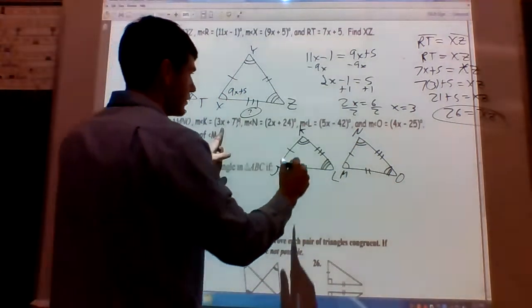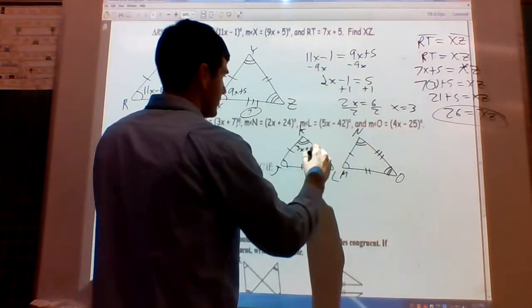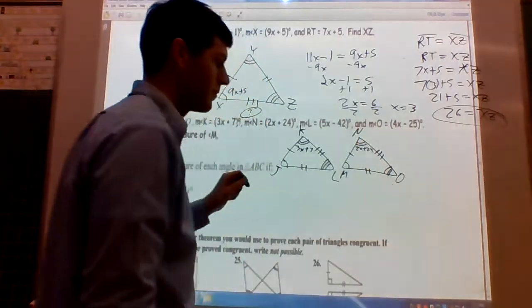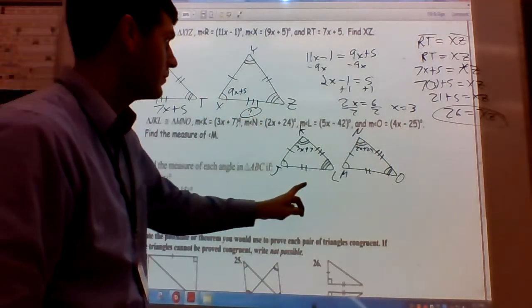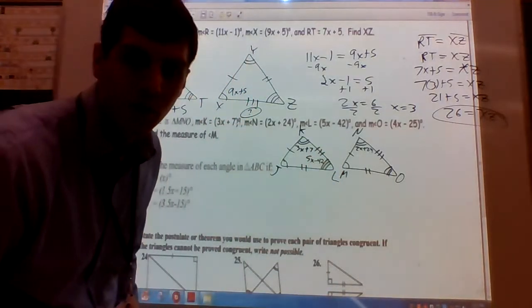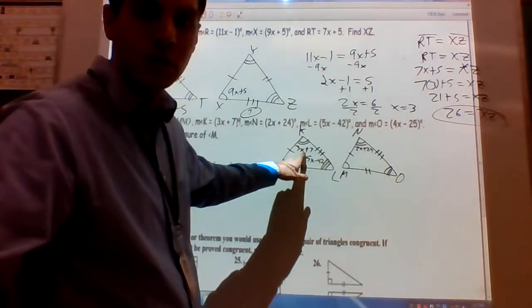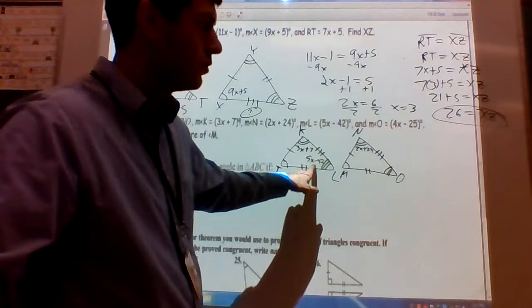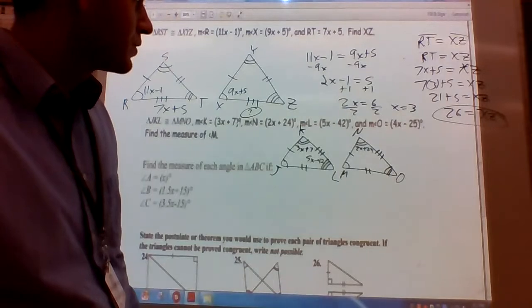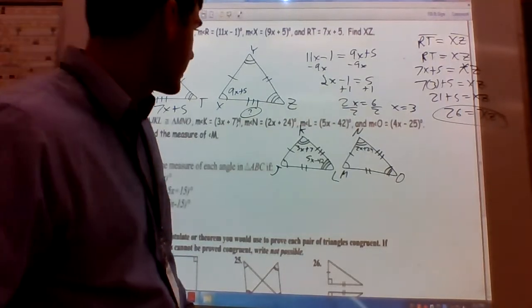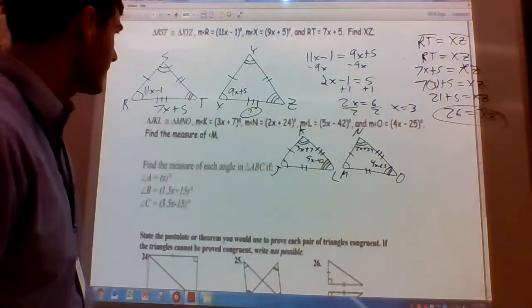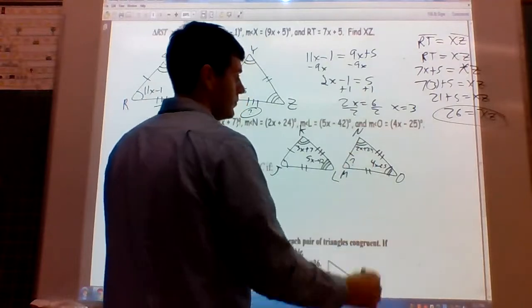Okay, measure of angle K is 3x plus 7. The measure of angle N is 2x plus 24. The measure of angle L is 5x minus 42. Sorry, I'm writing those small. I hope you can at least hear me, though. 3x plus 17, 5x minus 42, and 2x plus 24. And then the measure of angle O is 4x minus 25. And they're asking to find the measure of angle M.